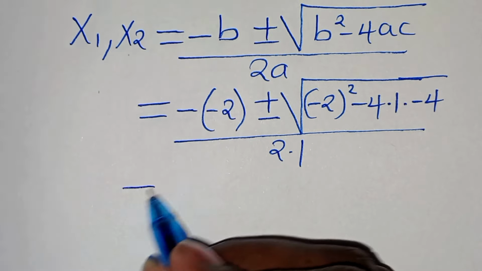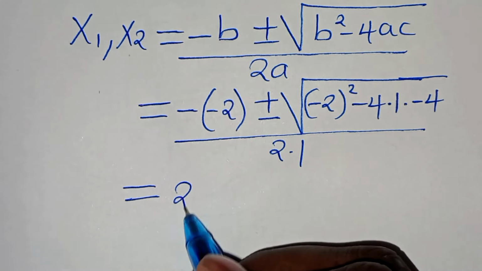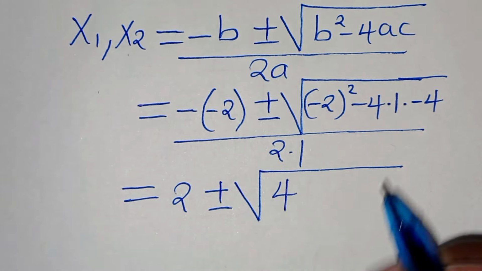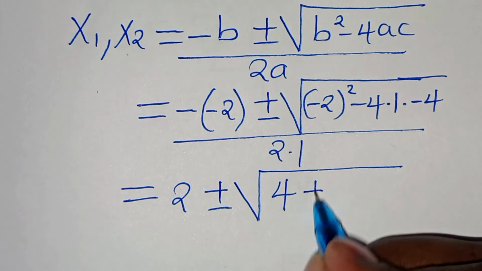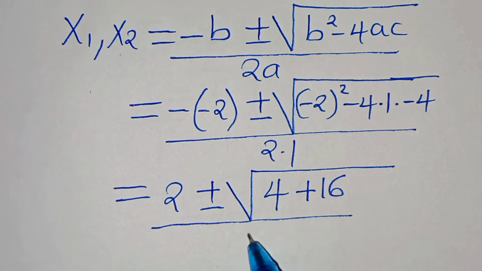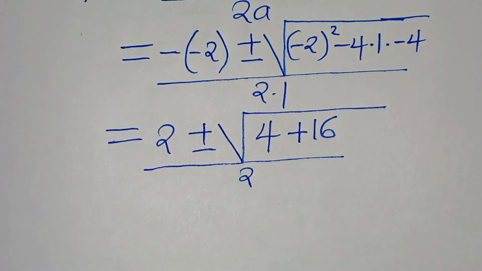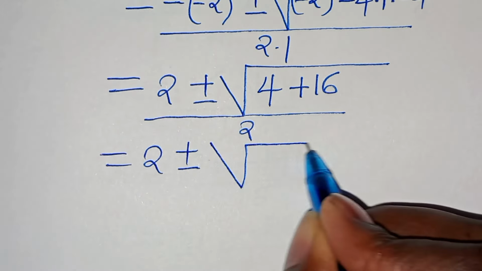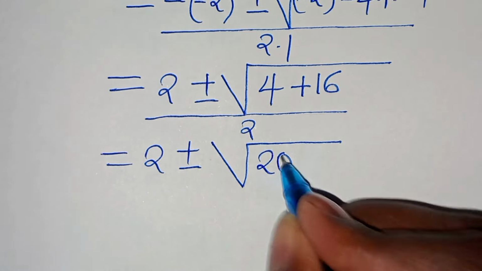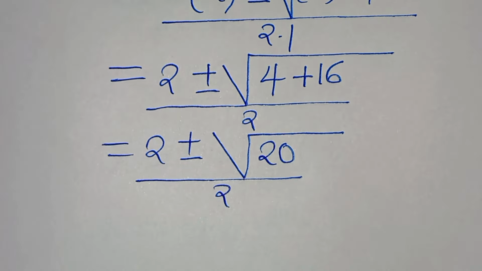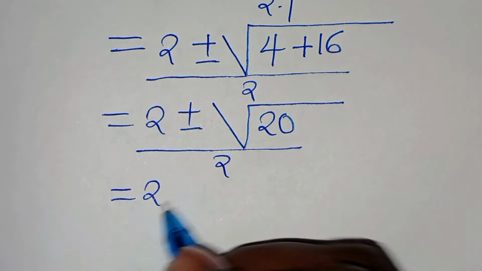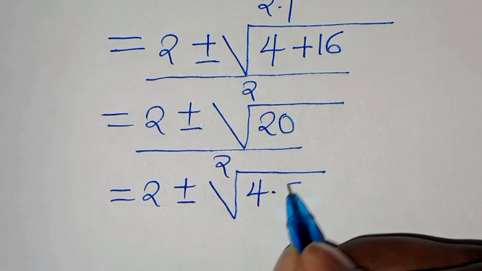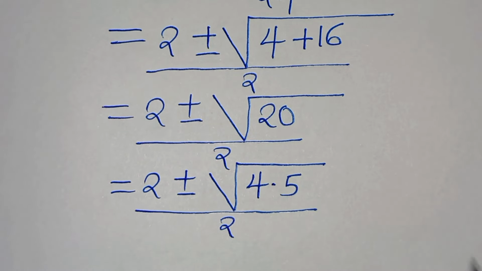So this means that here we have minus times minus 2, which is 2, plus or minus the square root of minus 2 squared, which is 4, minus 4 times minus 4, which is plus 16, everything divided by 2. So we have 2 plus or minus the square root of 4 plus 16, which is the square root of 20, divided by 2. We can express the square root of 20 as the square root of 4 times 5, everything divided by 2.